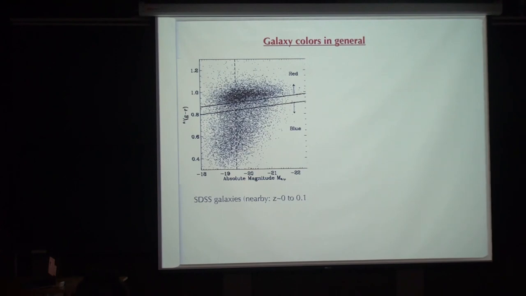So this is what's called a color magnitude diagram, where you plot the magnitude, which is luminosity. You don't have to worry what magnitude is. It's minus 2.5 times log of the flux. But negative is brighter. So the bright galaxies are here. This is the color, which is basically the ratio of light coming from two different wavelengths, usually defined by filters. And the red is this way, and blue is this way.